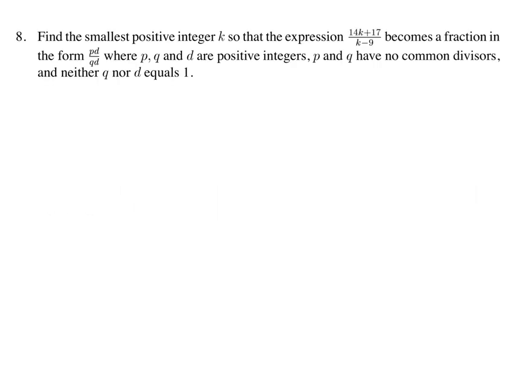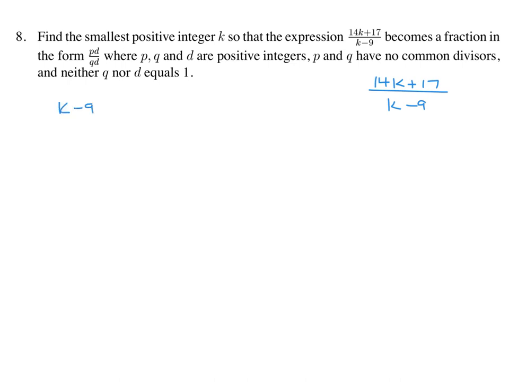Find the smallest positive integer k so that the expression (14k plus 17) over (k minus 9) becomes a fraction in the form pd over qd, where p, q, d are positive integers. P and Q have no common divisors, and neither Q nor D equals 1. Well, for (14k plus 17) over (k minus 9), I'm going to write this in a mixed form, meaning I've got to divide this out. So that's not a problem.